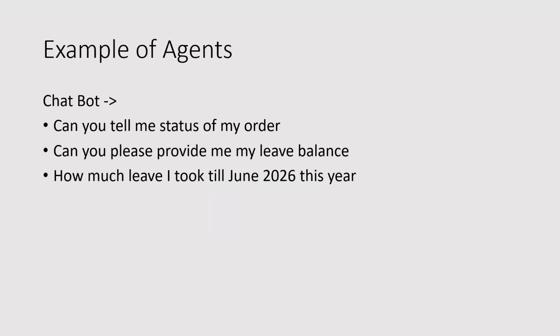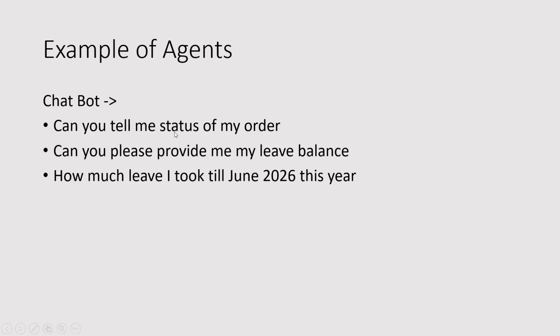Let me take this example: can you tell me the status of this order? When we post this query to a reasoning model, GPT 5.5 for example, it thinks about what I am asking. It will break down the intent of the query. First, it will see what the goal of this query is. The goal of this query is that it is asking the status of an order.